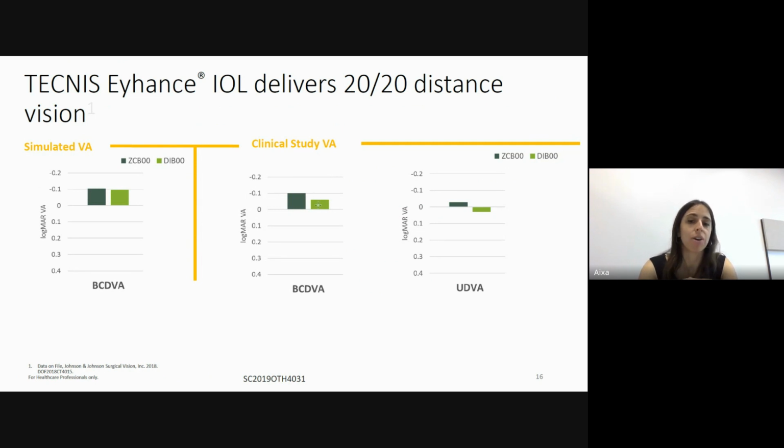Of course, in the clinical study you have variability of the patients, but you can see in general, and there are more publications that show it, that there is a minor difference, almost no difference, between the standard monofocal lens and the new design, which in this case is called the IB. And same for uncorrected distant vision.